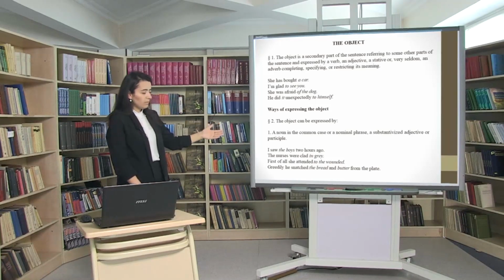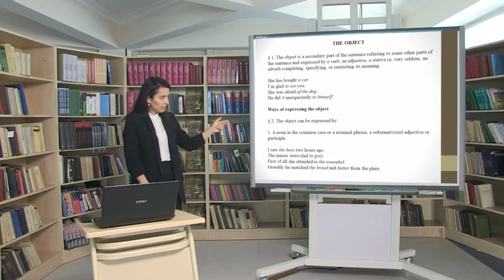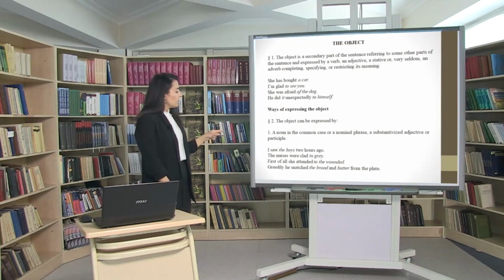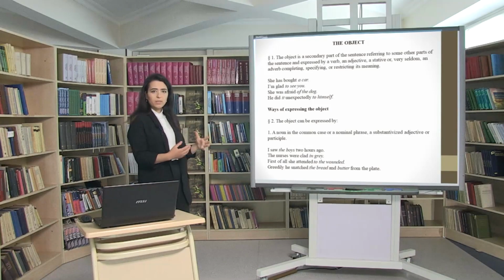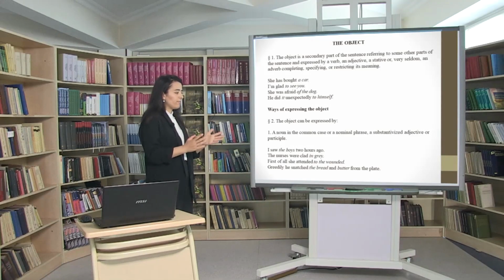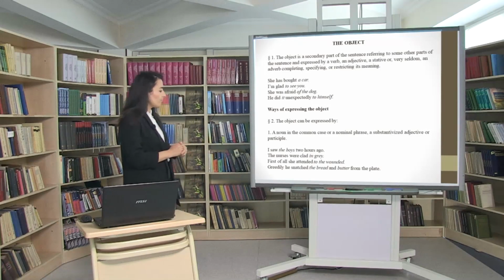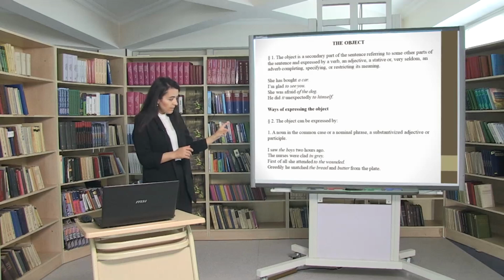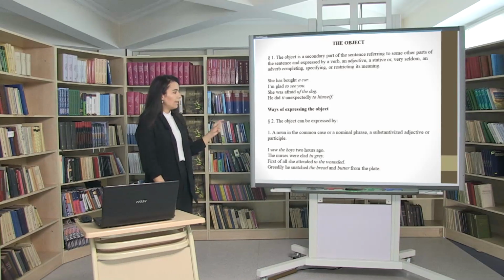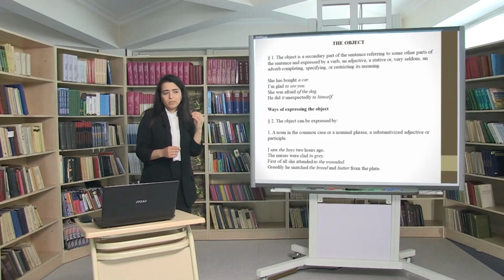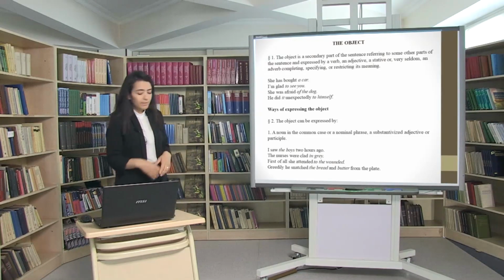The nurses were clad in gray. In gray is a substantive-wise adjective, because you know that gray is an adjective. First of all, she attended to the wounded. You see that the wounded is a participle, and this is in the function of object in this sentence. Greedily, he snatched the bread and butter from the plate, and in this sentence the bread and butter is a nominal phrase, and they are taken as a whole unit in these sentences.